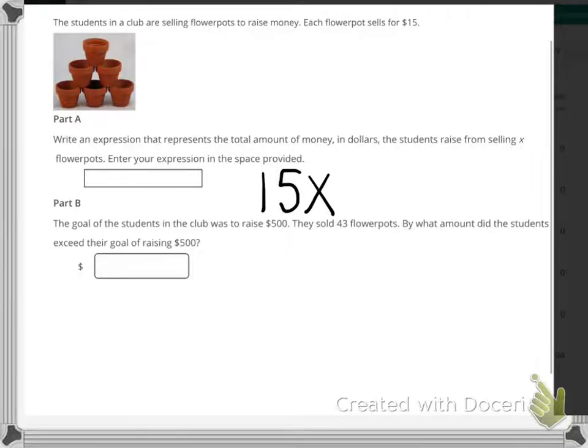Part B says the goal of the students in the club was to raise $500. They sold 43 flower pots. By what amount did the students exceed their goal of raising $500? So now we know how many flower pots they sold. It was 43 flower pots.